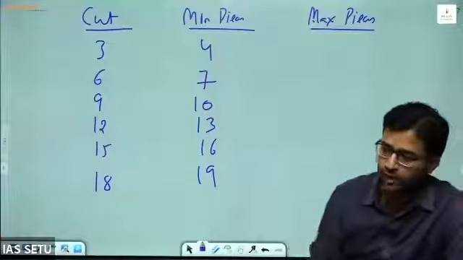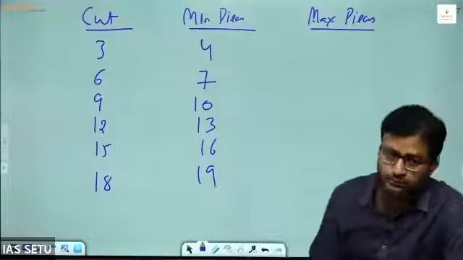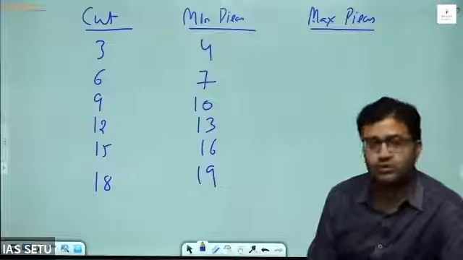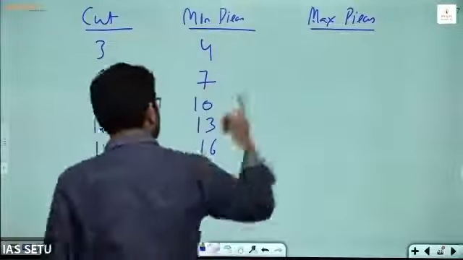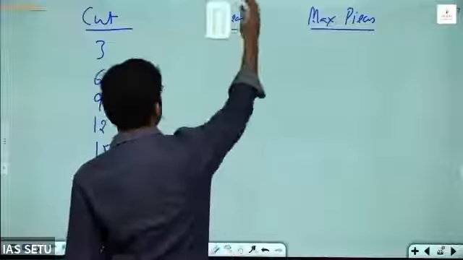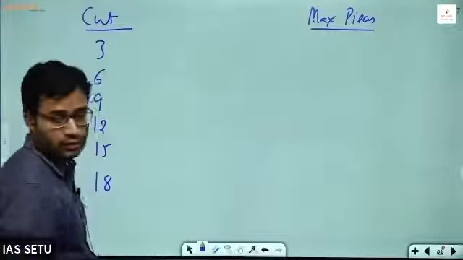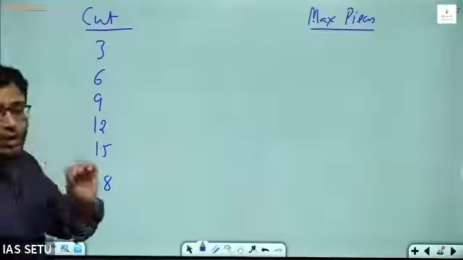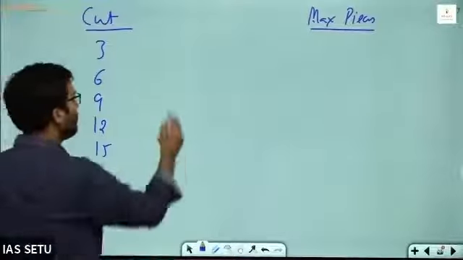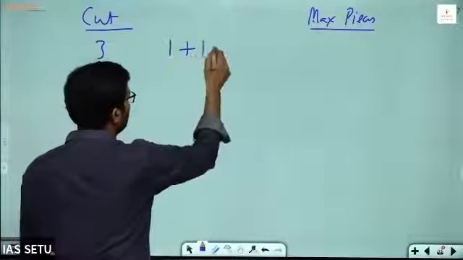Bas, kaam khatam. I think all of you understood. Since all of you understood, the examiner will not ask. The examiner won't ask what everyone understood. Examiner will ask maximum pieces. For maximum pieces, what do you have to do? 3 cuts. How do you distribute 3 cuts? 1 cut on X, 1 cut on Y.